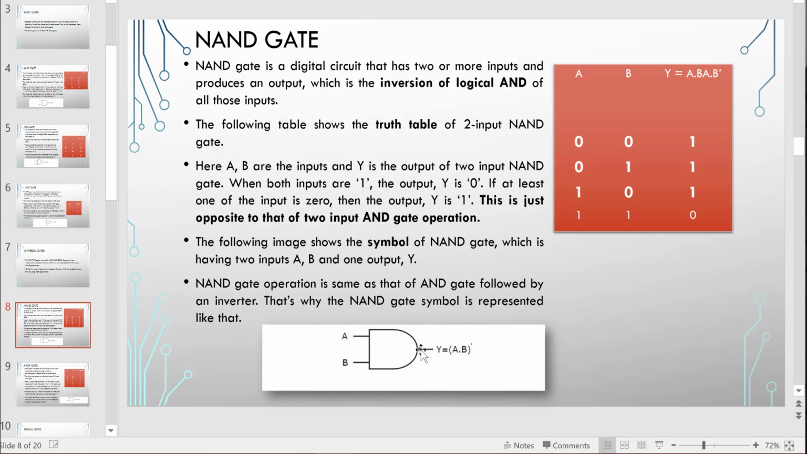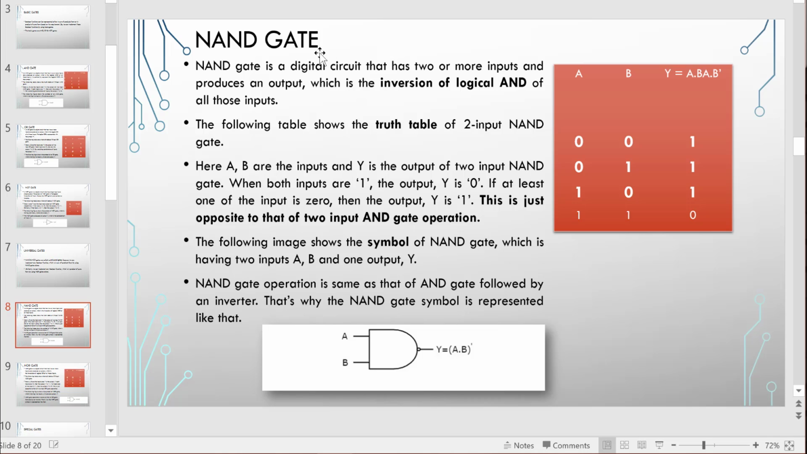So we only have to draw a bubble towards the output side of the gate, right? So how will we represent it, or what will be its expression? Simply we will write A dot B, which is the expression of the AND gate, and we will simply complement it. We complement the A dot B, the AND expression, and we get the NAND gate.